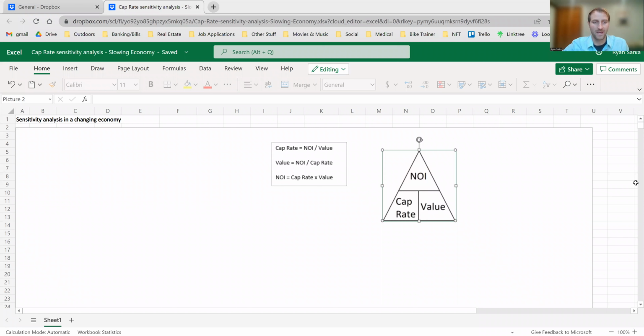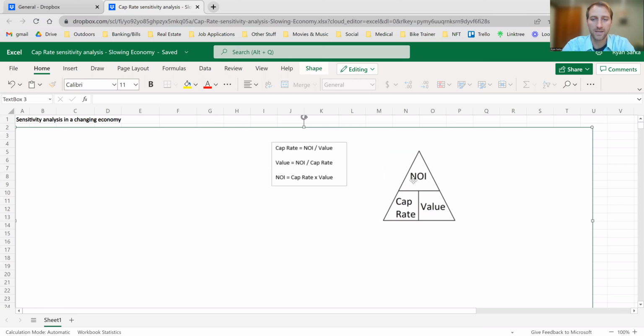What's going on? Okay, today I wanted to take a quick look at a sensitivity analysis in order to demonstrate a hypothetical situation in a changing economy, a slowing economy, basically a moving economy. I thought this would be a good way to demonstrate the relationship between the cap rate, the value, and the NOI. So let's start by taking a look at the actual equations.